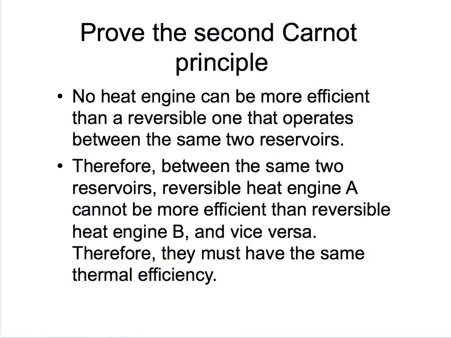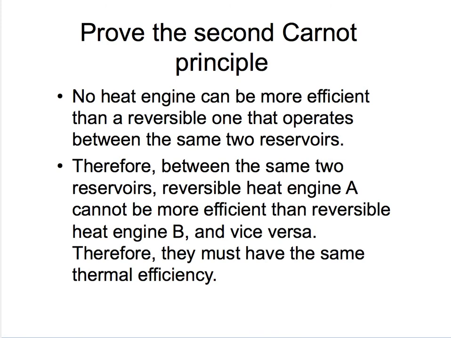After proving the first Carnot principle, the second one is quite easy. You can derive it from the first principle. This is how we do it. Since we have proven that no heat engine can be more efficient than a reversible one that operates between the same two reservoirs, let's have two reversible heat engines. Let's call them A and B. Reversible heat engine A and reversible heat engine B, they both work in between the same two reservoirs.